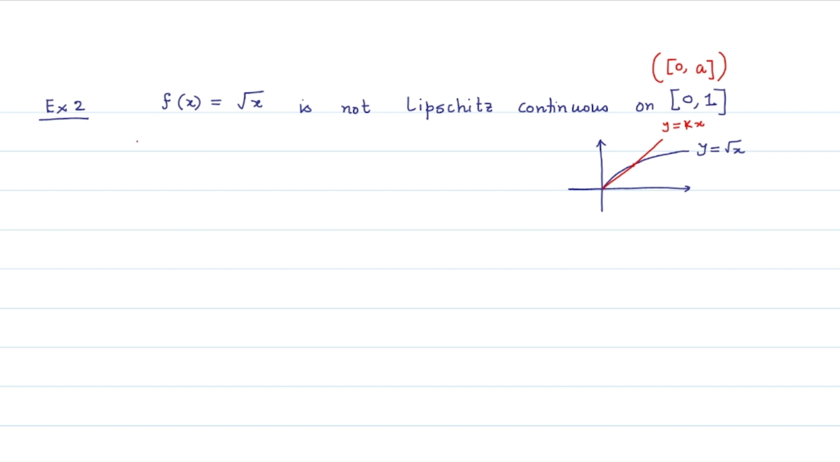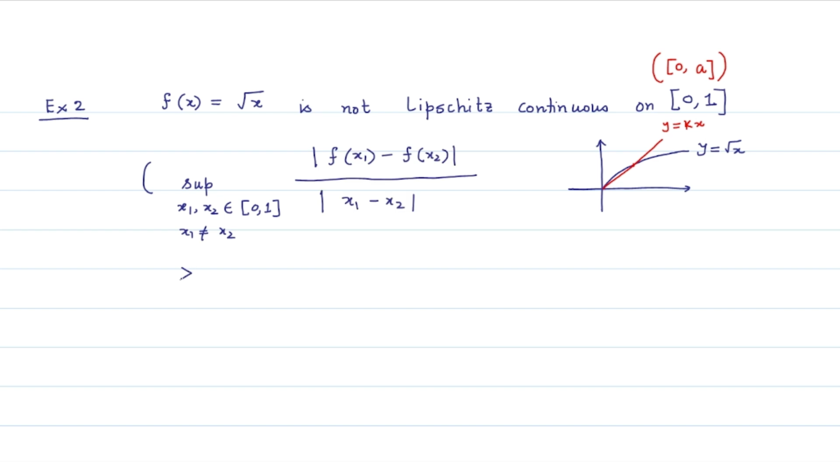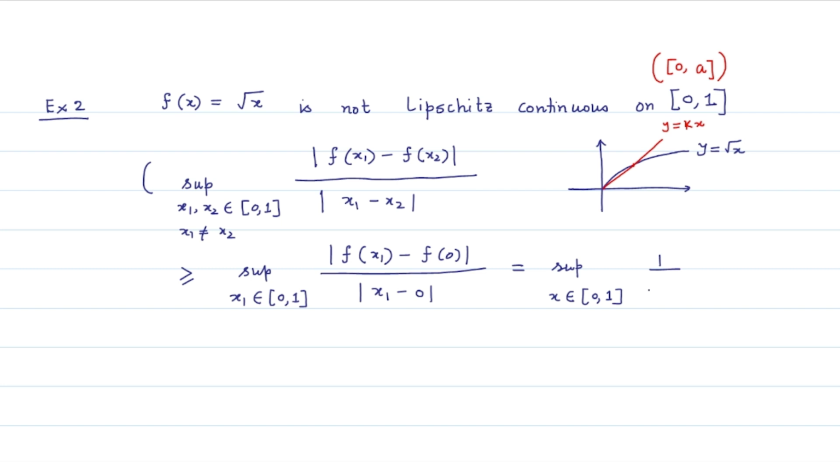In order to prove it algebraically, you consider the supremum over the given interval of this ratio, which is obviously bigger than or equal to the supremum over the interval 0 to 1 of this ratio, which is equal to the supremum of 1 over root x, which is equal to positive infinity, and hence the function f is not a Lipschitz continuous function.